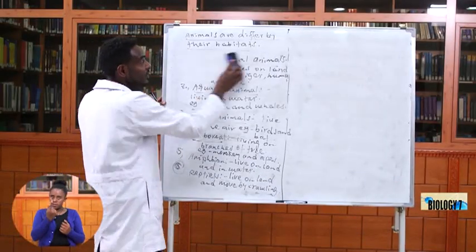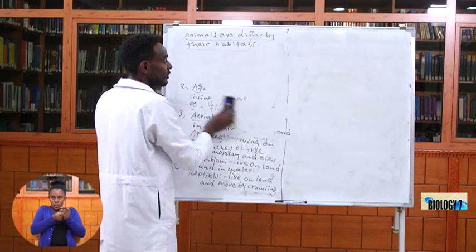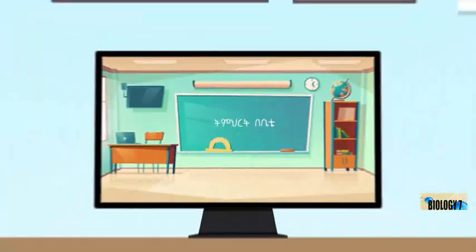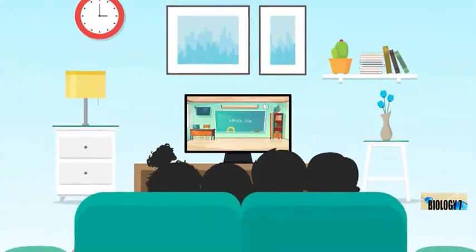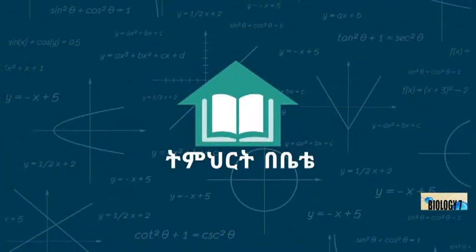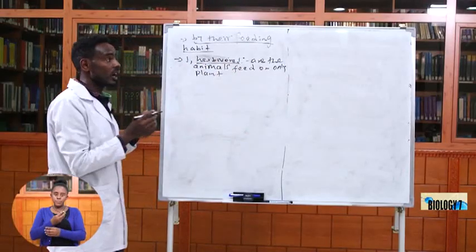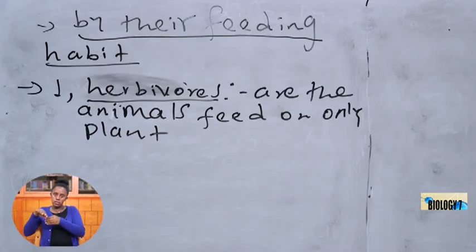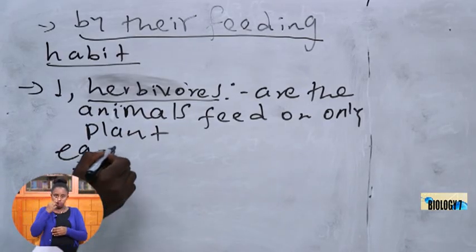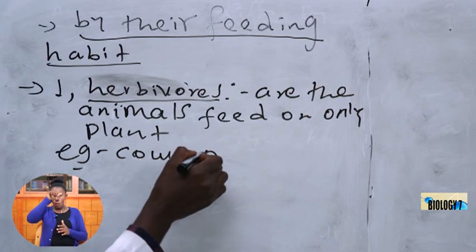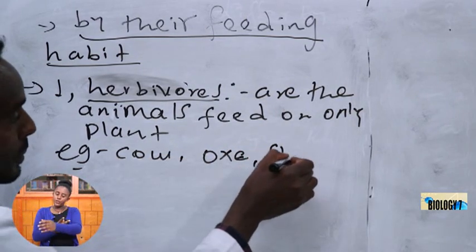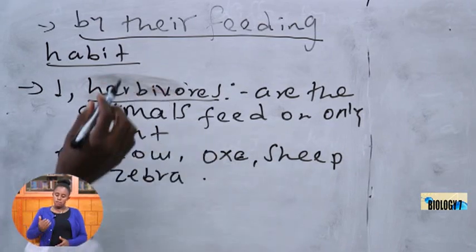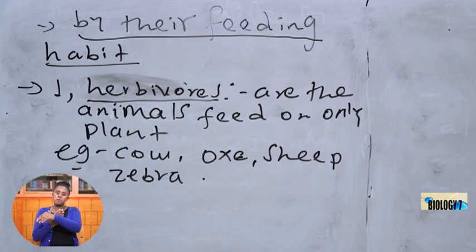Now we see the diversity of animals by their feeding habits. Herbivores are the animals that feed on only plants. For example, if you take cow, ox, sheep, zebra, they feed on only plants.